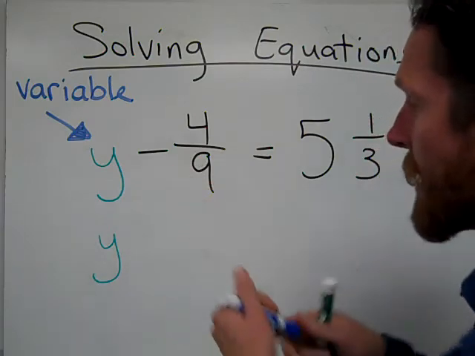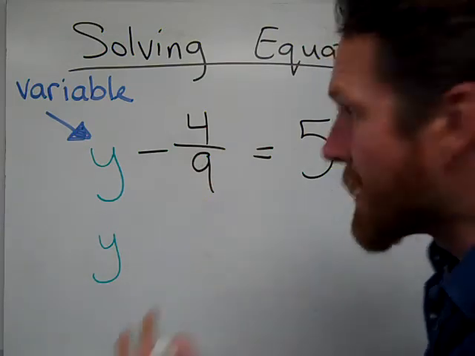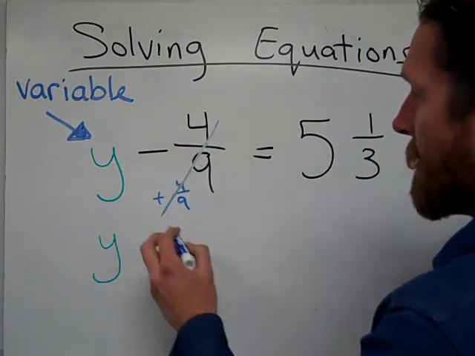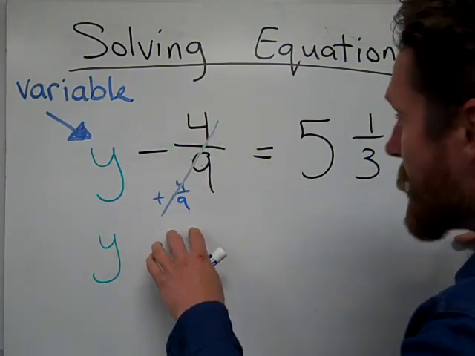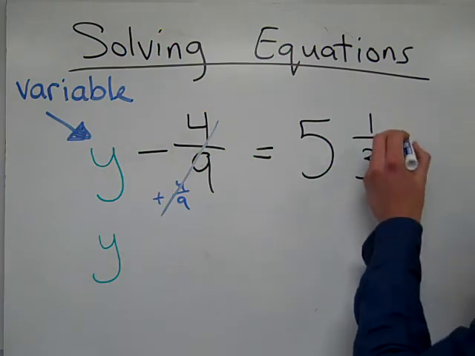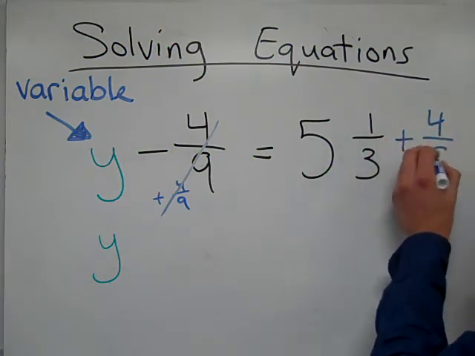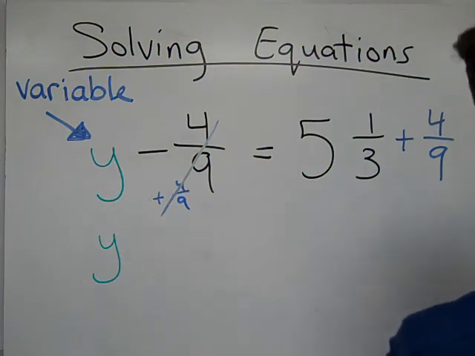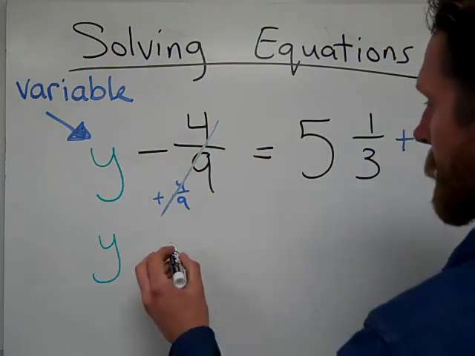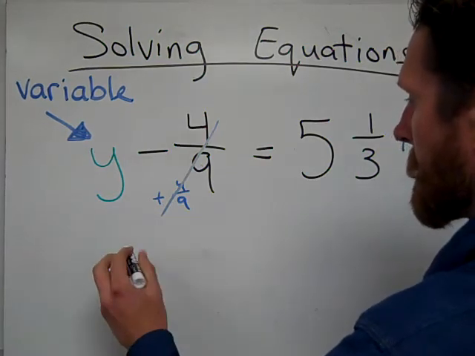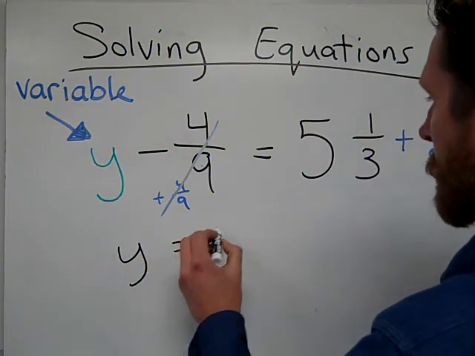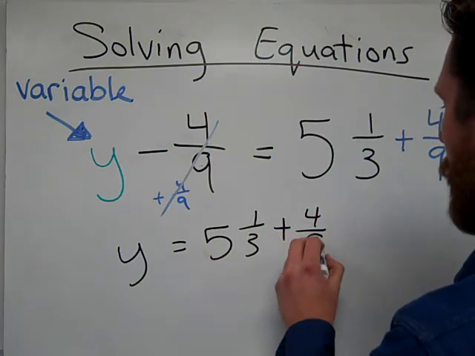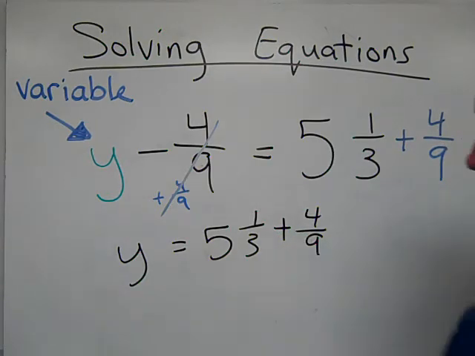And in order to do that, we have to do the opposite operation of it. So we have to add 4/9, gets rid of it. But whatever you do to this side of the equation, you have to do to this side as well. Add 4/9 over here. So now we have y equals 5 1/3 plus 4/9.